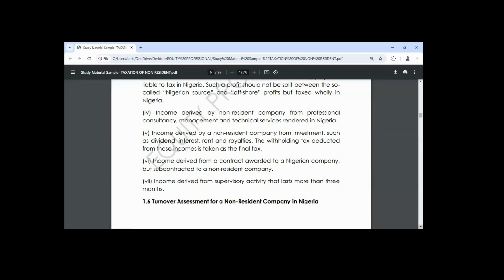A Nigerian company was given a contract, and that company cannot do the contract. They now invite a non-resident company: let me subcontract it to you. In such a case too, they will be liable to tax in Nigeria on the proceeds that they derive from that subcontracted project.